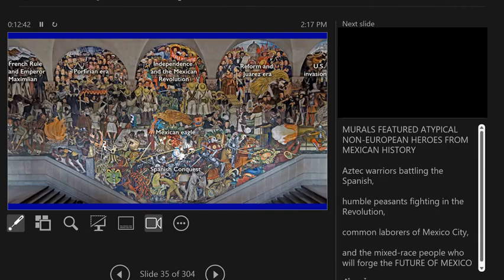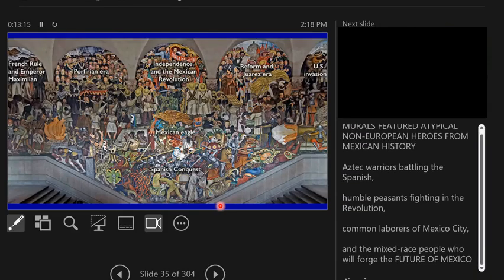So in this mural right here, up here we have the French rule and Emperor Maximilian. That's the guy that I was trying to remember his name. We have the Porfirian era. We have the independence and the Mexican Revolution, the Reform and the Juarez area, and the United States invasion. Down here we have the Mexican eagle, which is on the flag, and then we have the Spanish conquest down here.